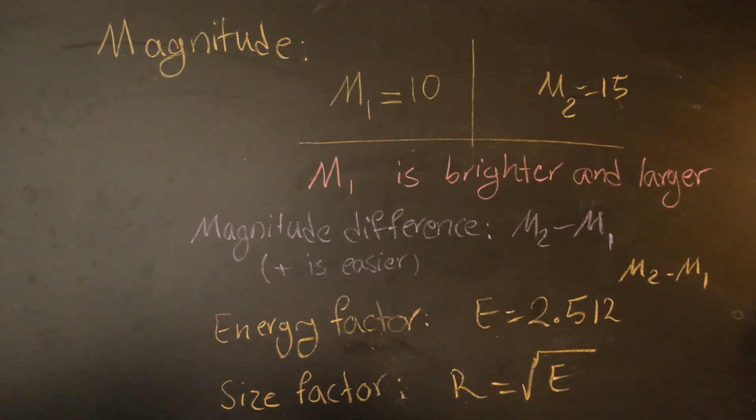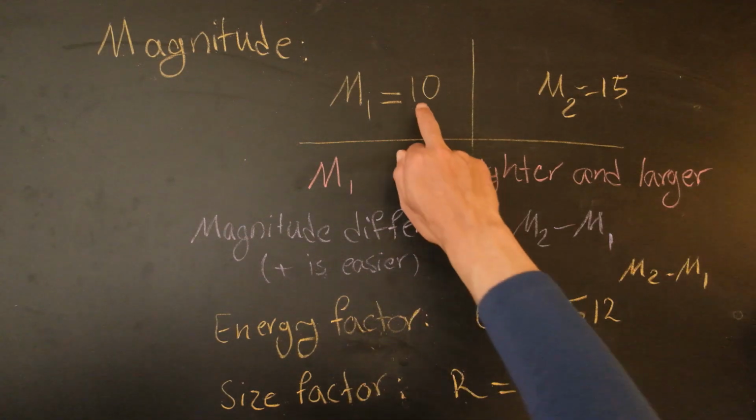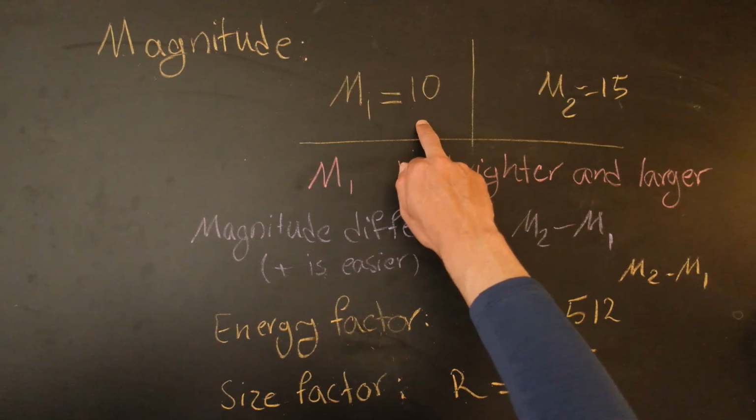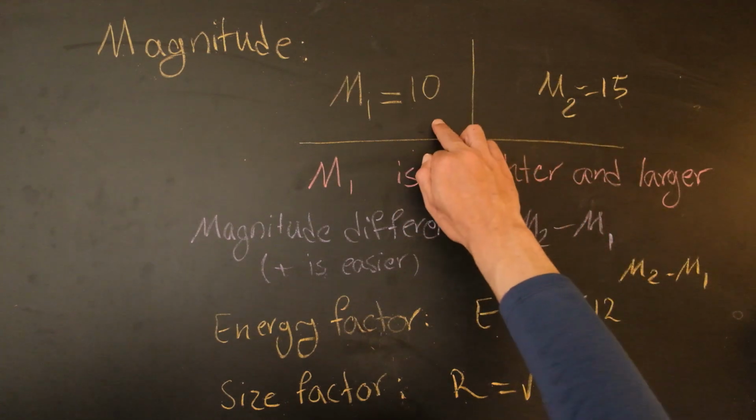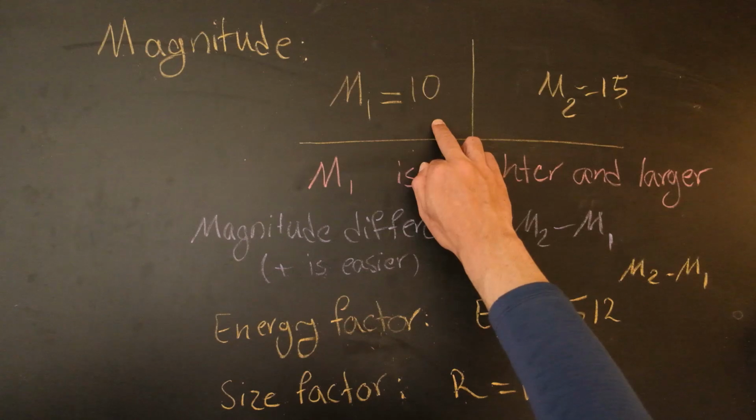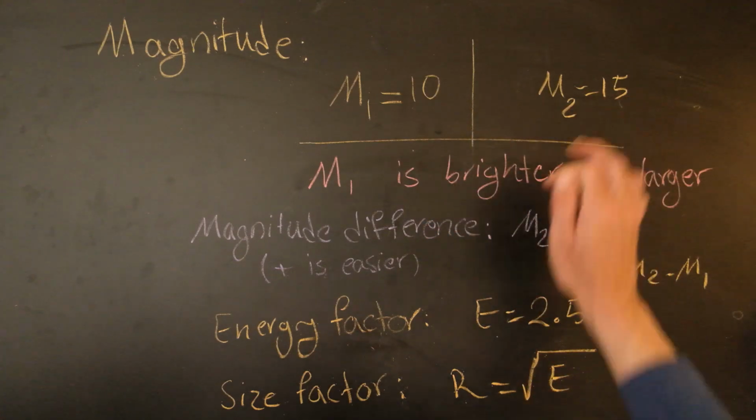Your next calculation is energy factor. Energy factor is the ratio. It will tell you how much energy this star can produce compared to this star. How many times more energy can this star produce compared to this star?